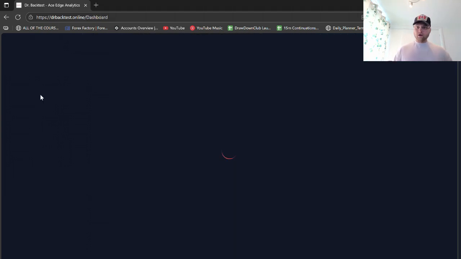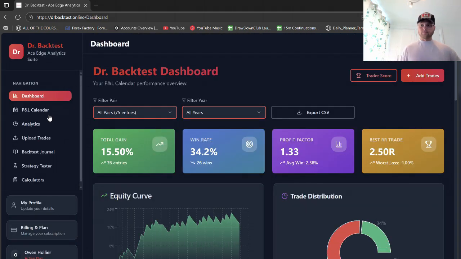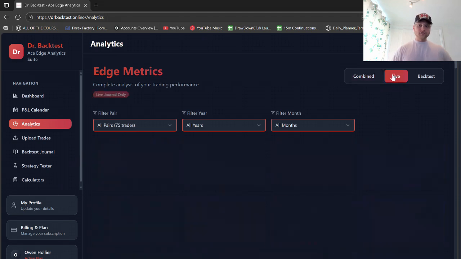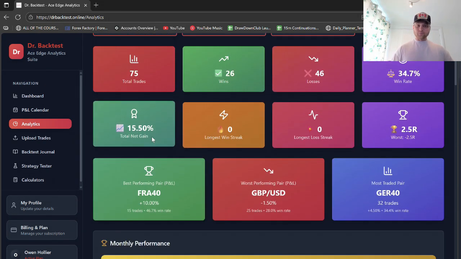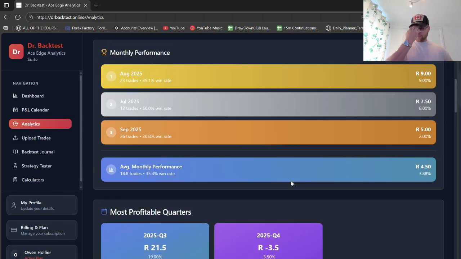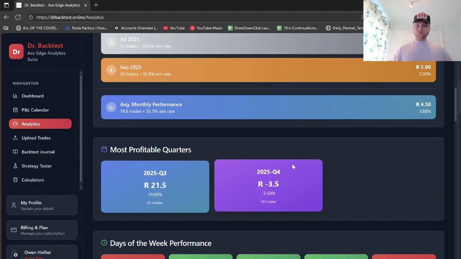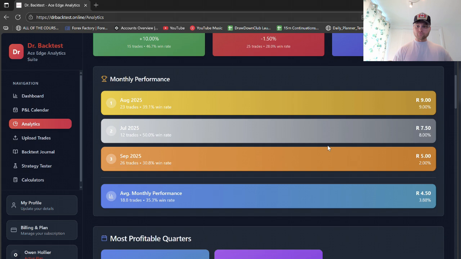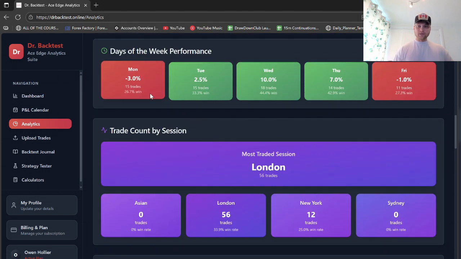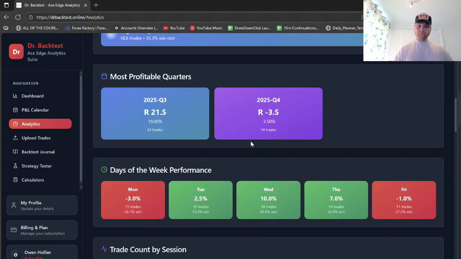So yeah, this is where I log all of my trades. This is your basic sort of metrics. All of your analytics for backtesting and your live journal are stored here. So you've got your live journal, 15.5%. Again, that'll match up to the dashboard. This is a bit more of an in-depth breakdown of the dashboard. So you've got your month performance here. Average month performance is a total of 4.5R or 3.88% and a 35% win rate. Obviously not very good on a Monday or Friday.